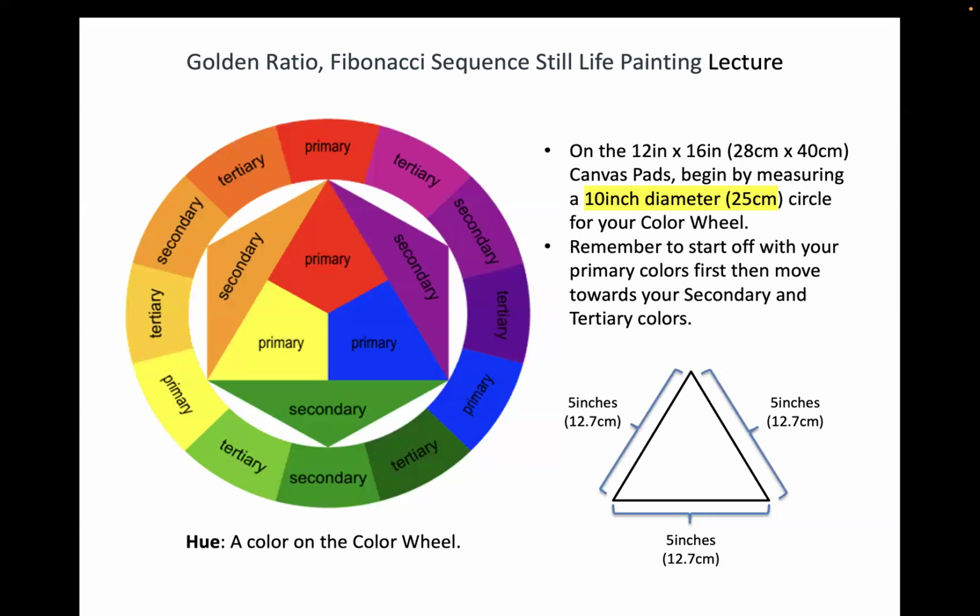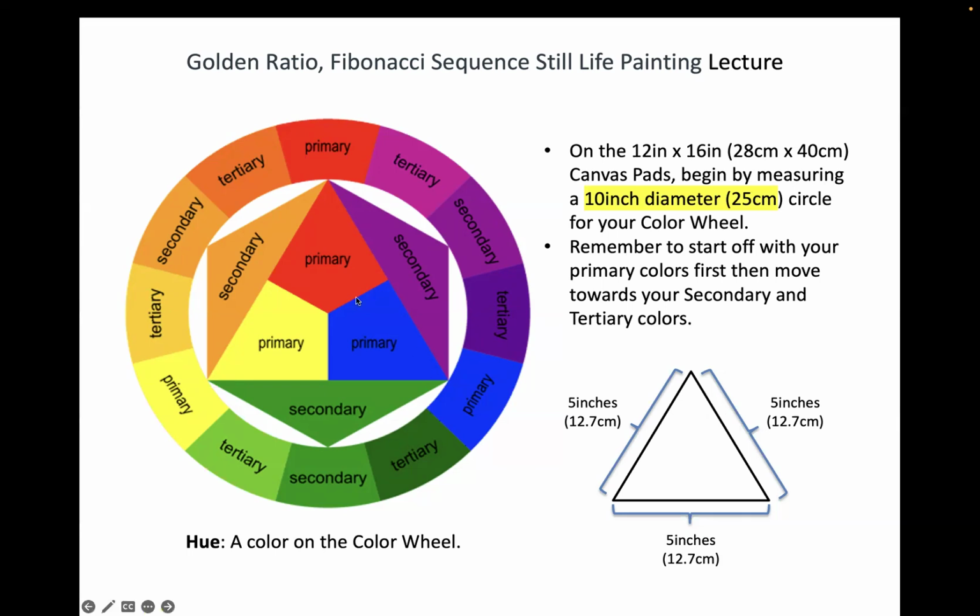Now, on the 12 by 16 canvas pads, begin by measuring out about a 10-inch diameter, or 25-inch, oh, excuse me, centimeter circle to create your color wheel. I actually like to use a large dinner plate and use the back of the dinner plate to measure out the width of that. I say about 10 inches diameter because that's actually going to help you tremendously. Remember to start off with your primary colors, then move towards your secondary, tertiary colors.